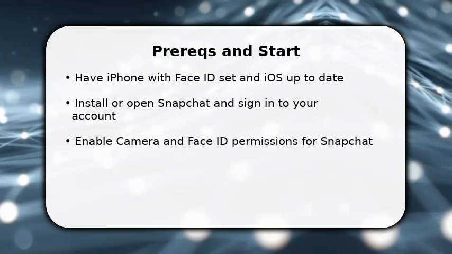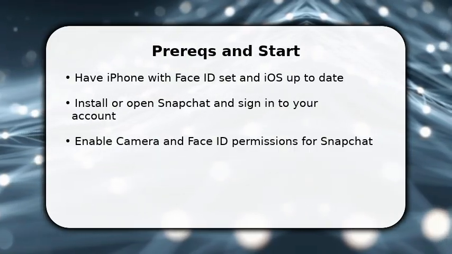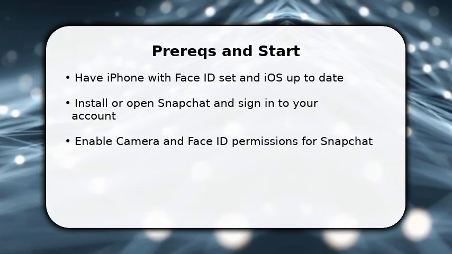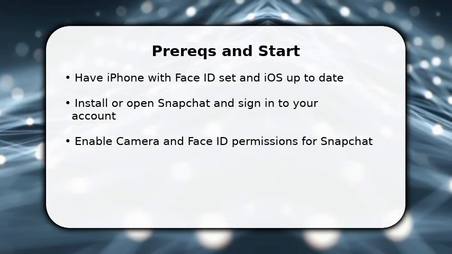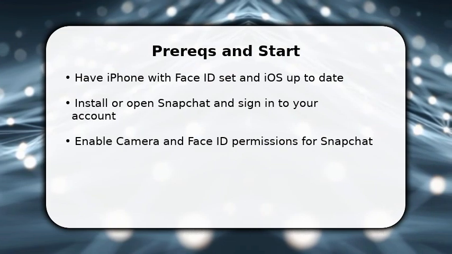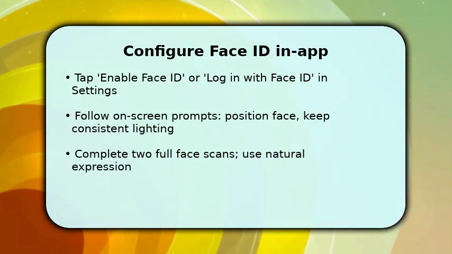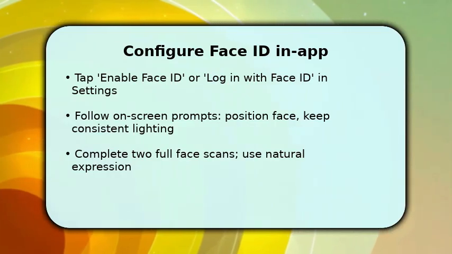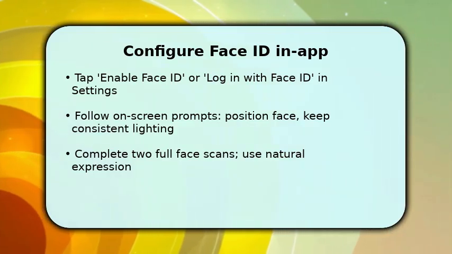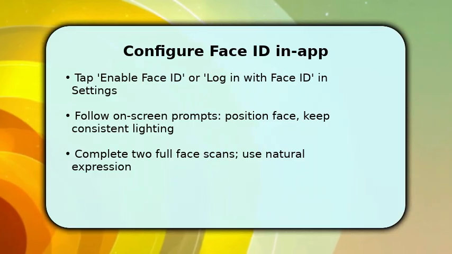Next, find the Face ID or authentication option in Snapchat settings. This gets the app ready to link to the iOS Face ID framework, which is required for app-level unlocking. Once in settings, tap the Enable option for Face ID or app authentication. Snapchat will prompt you to confirm using iOS Face ID.